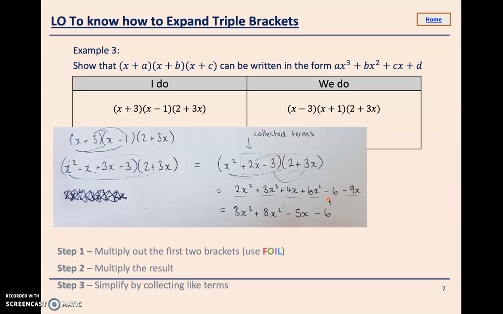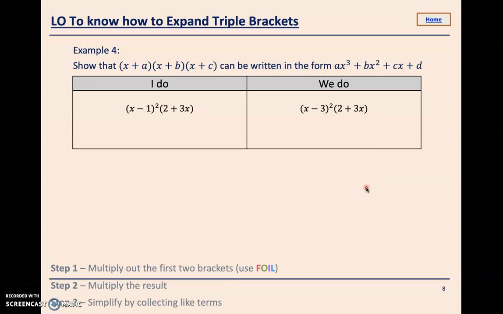If you can pause the video now and give the we do a go for 2 minutes. And here is the answer for the we do. So again, a lot more negative coefficients now, a lot more negative terms. Make sure you've copied that down and corrected it if you got it wrong. Well done if you got it right.